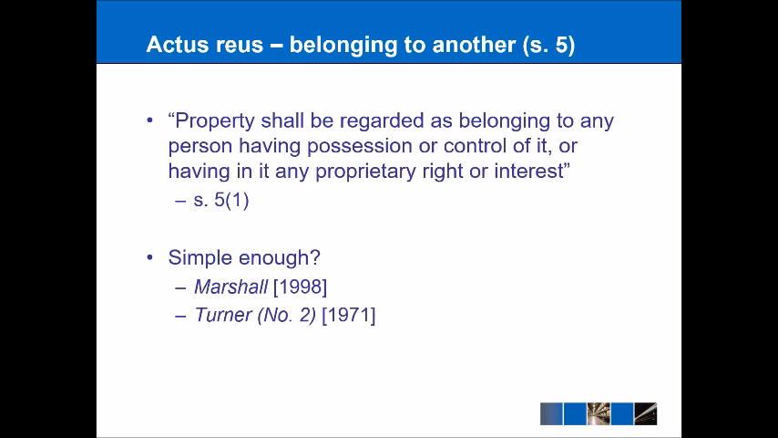The final part of the actus reus is that it has to belong to another person, and this is an element of possession or control as defined in section 5.1. And again, it sounds like it's relatively obvious. Does the property which was taken belong to another person? In most cases, it's straightforward, but in Marshall, a 1998 case, there was a ticket touter on the London Underground. And the idea was that, well, once London Underground has issued the tickets, they're no longer belonging to London Underground. They belong to the customer.